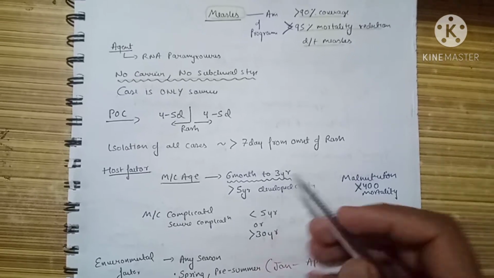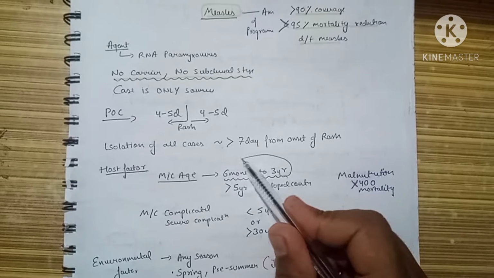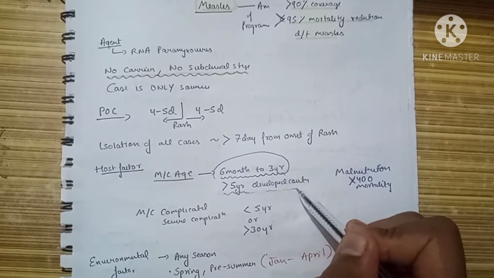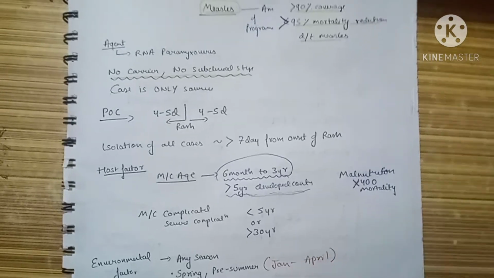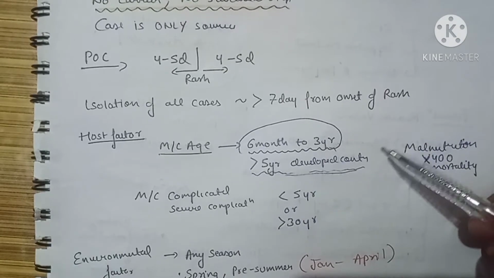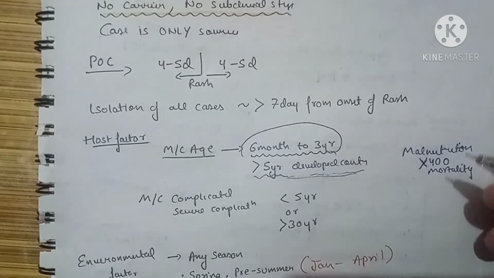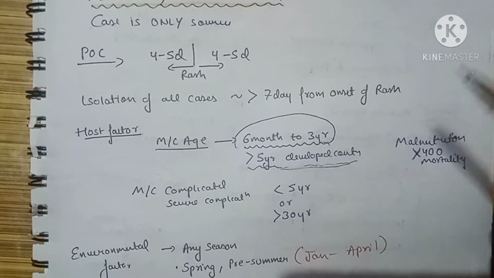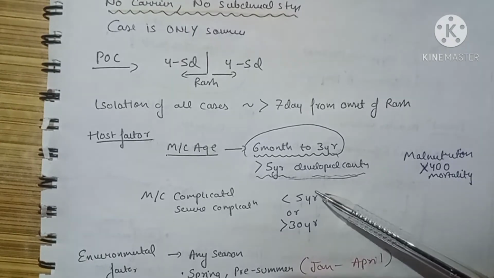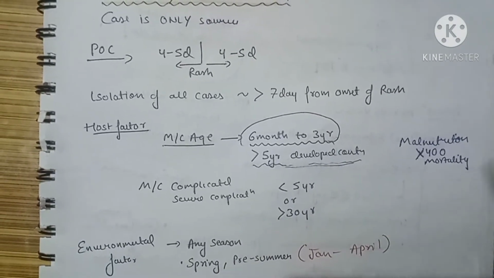So these were the agent factors. Now for the host factor: this is the disease which is more common around the age of 6 months to 3 years. But in developed countries, following immunization of measles, this disease is now seen in somewhat older age. And one thing we need to know is that the more common and severe complications are seen in the age group of less than 5 years and the age group of more than 30 years.